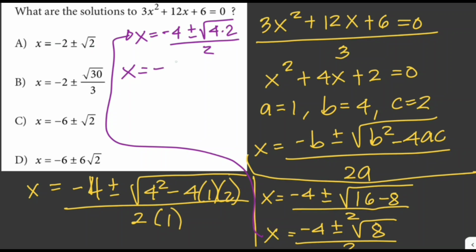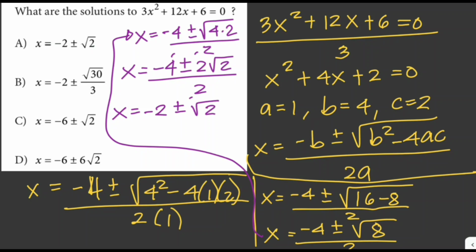We put 2 outside of the radical, so that is negative 4 plus minus 2 square root of 2 over 2. So 4, 2, and 2 here are divisible by 2, so our answer would be negative 2 plus minus square root of 2. So the answer here is letter A.